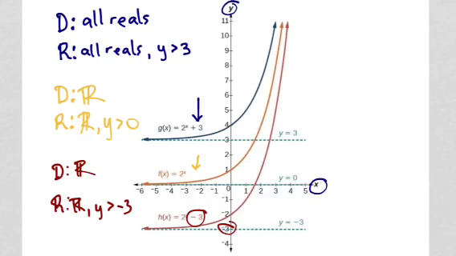I hope this makes sense. This is what your work is today: looking at some graphs and deciding, first off, if they're growth or decay, and then secondly, looking at the domain and the range of these graphs. Good luck.